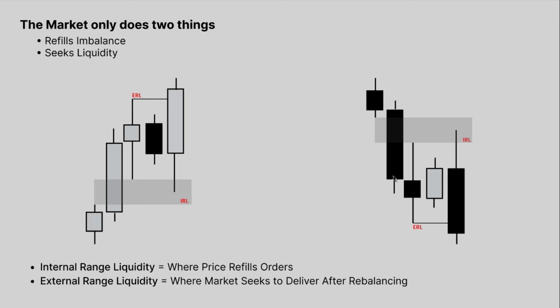On the other hand, external range liquidity refers to the hold highs or lows where the market looks to offload those orders. So after the market picks up orders from a fair value gap or an order block, which represents the internal range liquidity, it will then go on to seek external range liquidity at those hold highs or lows. And honestly, that's literally what the market does over and over again. Now, let's jump into some real trade examples I took using this model so you can understand it better.